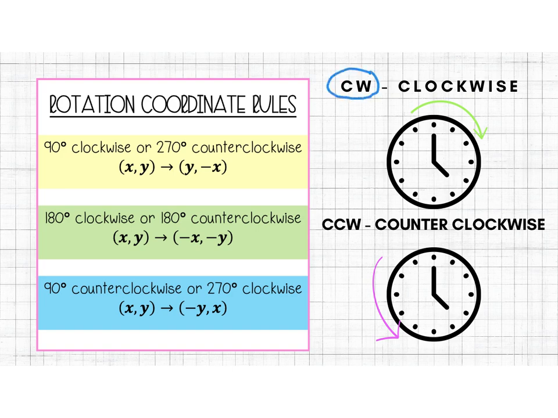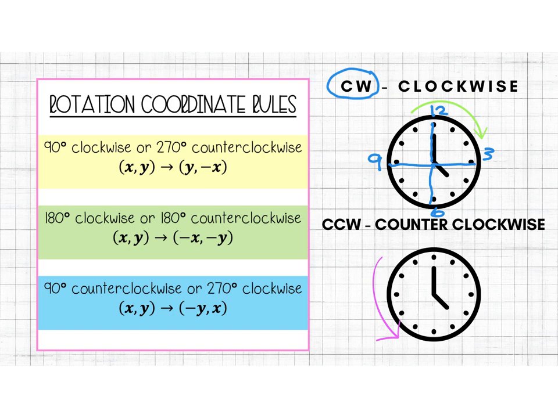So CW we use for clockwise. That's when we go around the clock, the way the clock goes. So you would start with your 12 and then 3 and 6 and 9. And we'll be focusing on quarter rotations and half rotations. So 90 degrees would be that right angle from 12 to 3 or 3 to 6 or 6 to 9.